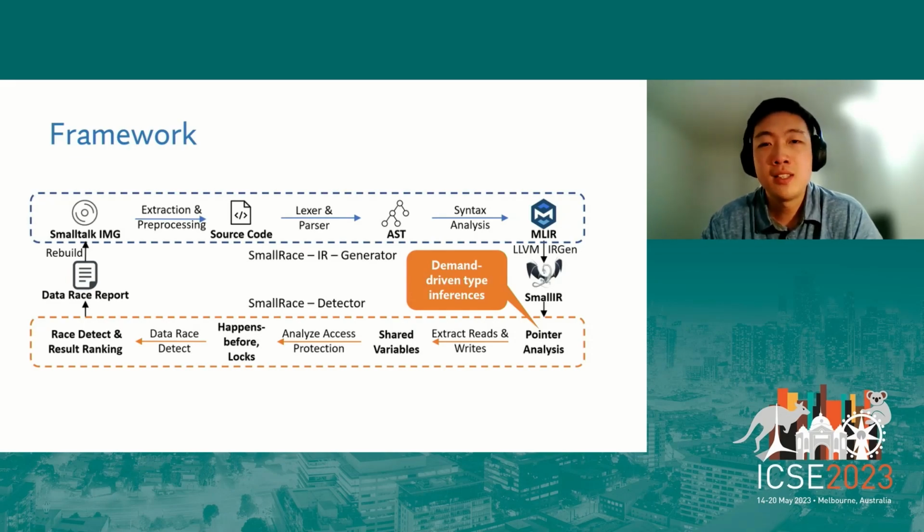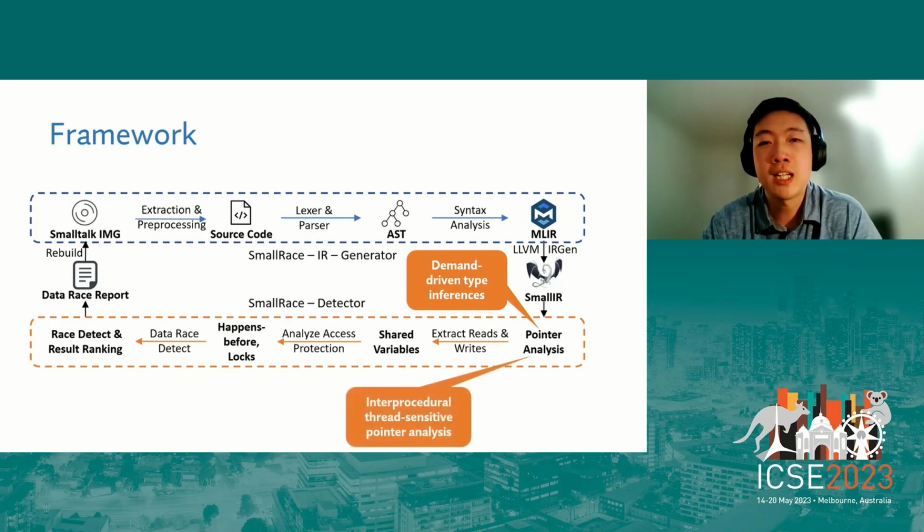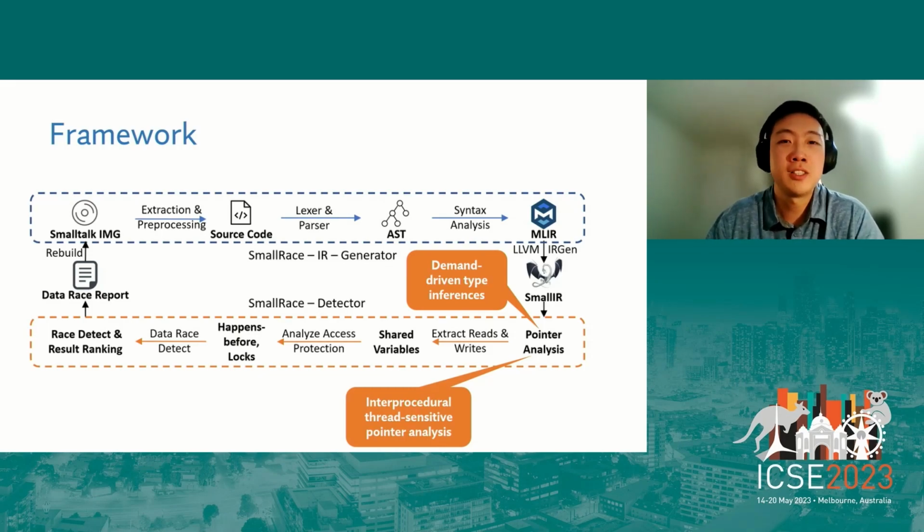To detect data races, we first utilize the interprocedural thread-sensitive pointer analysis to infer types for the pointer variables. We then extract the static thread trace, find shared variables, and perform race detection using the hybrid happens-before and lockset analysis. So let's go back to our code example.